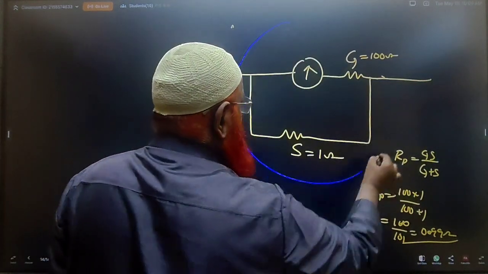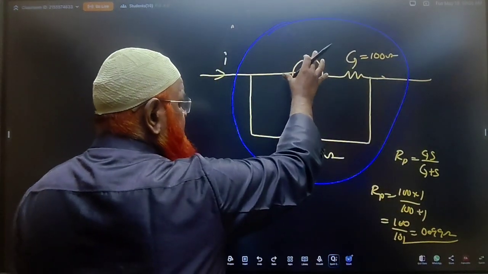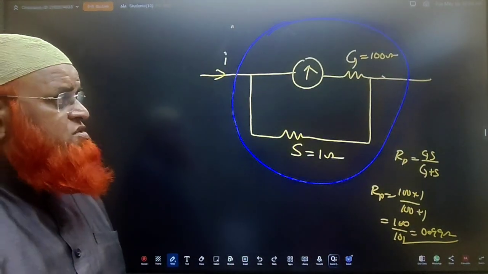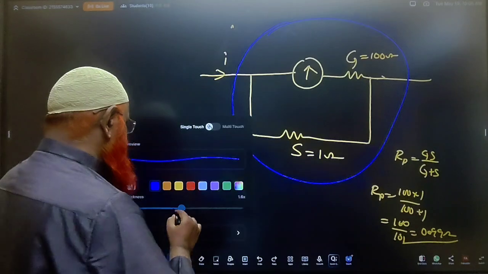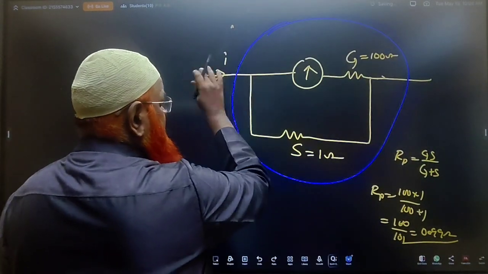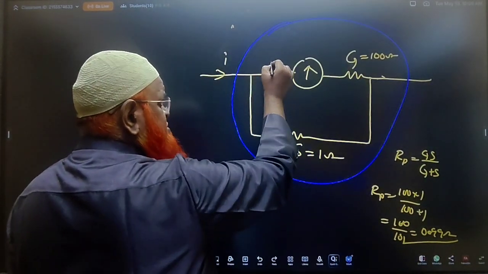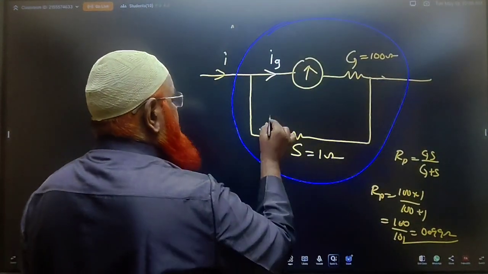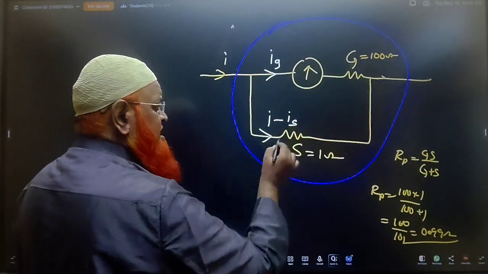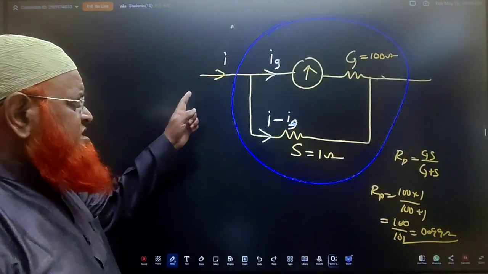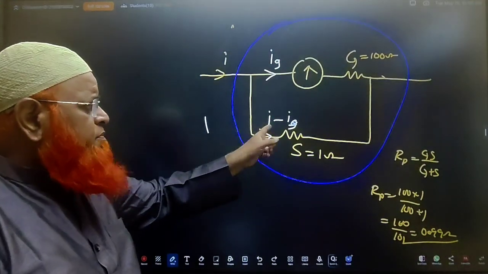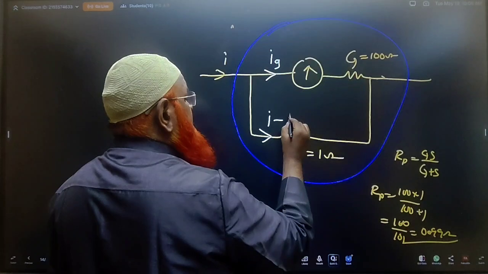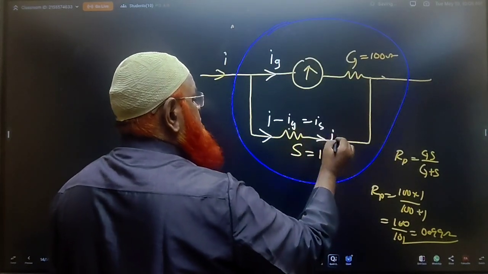Now this combination, one galvanometer with one shunt connected parallel to it, is called an ammeter. If the current passing through the ammeter is I, and the current passing through the galvanometer is Ig, then the current passing through the shunt is I minus Ig. This I minus Ig is called Is, which is passing through the shunt resistance.